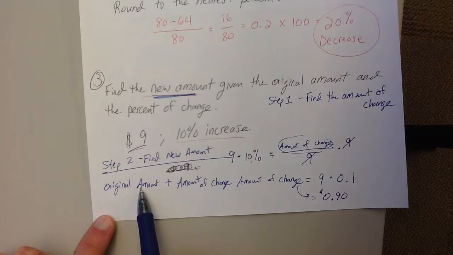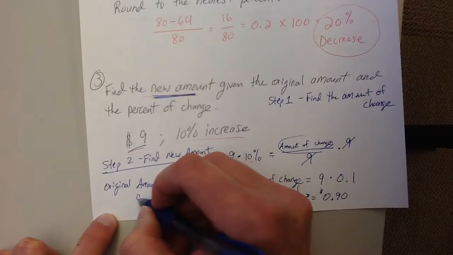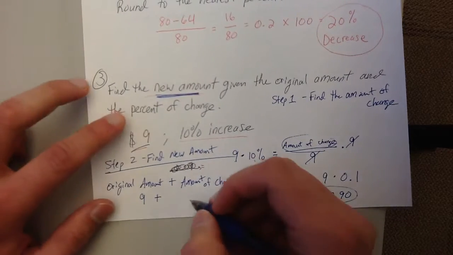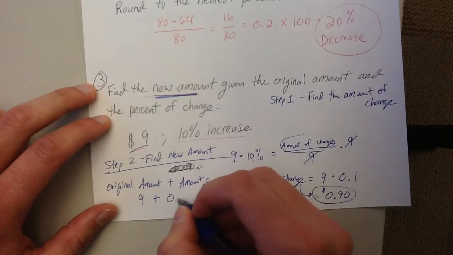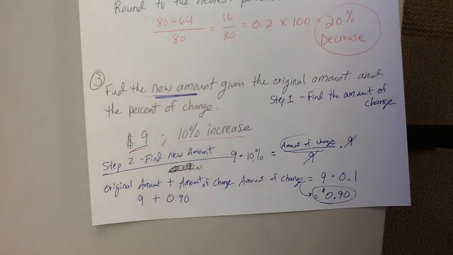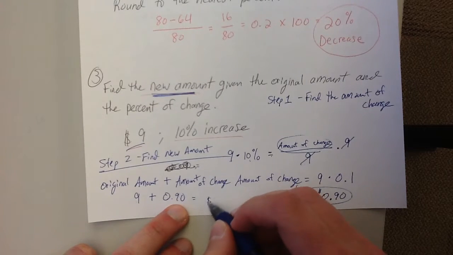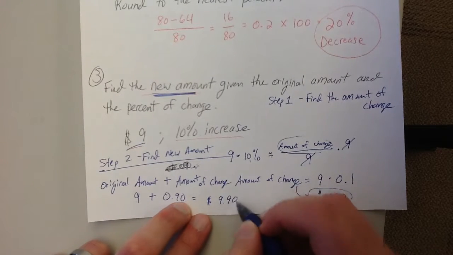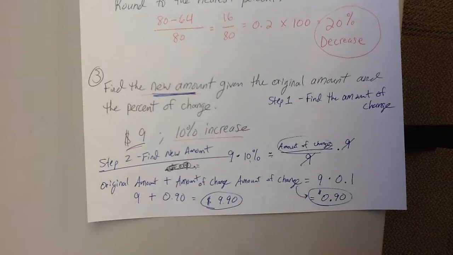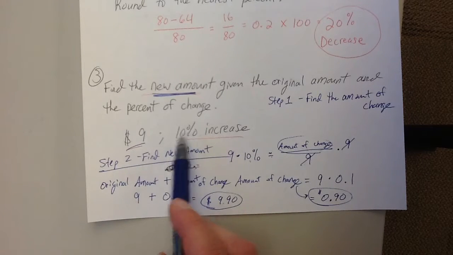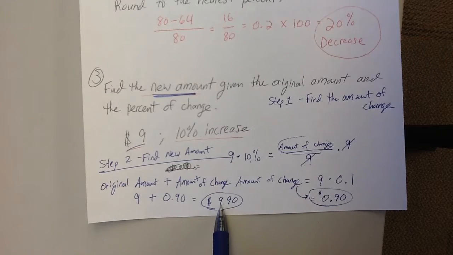So what's my original amount? Well, my original amount was $9, plus my amount of change I just found is 90 cents, which is a 10% increase on the price. So $9 plus 90 cents equals $9.90. Okay, so if I have a product that's $9 and it has a 10% increase, that means now it costs $9.90.